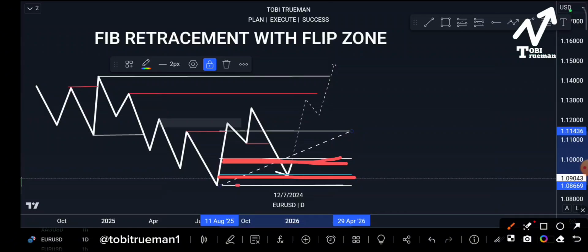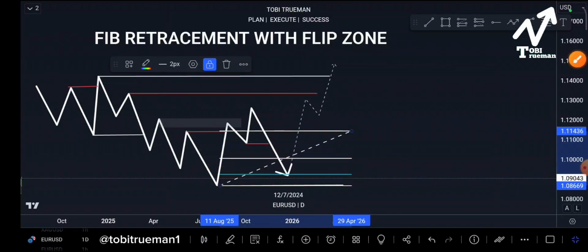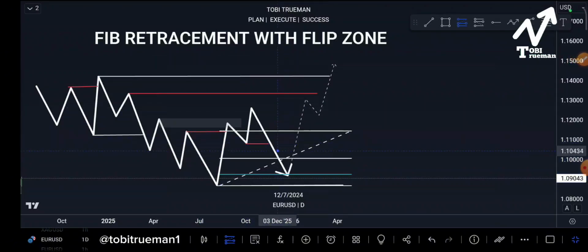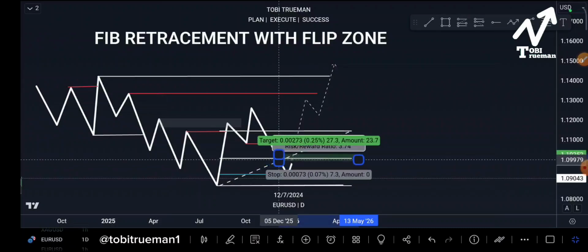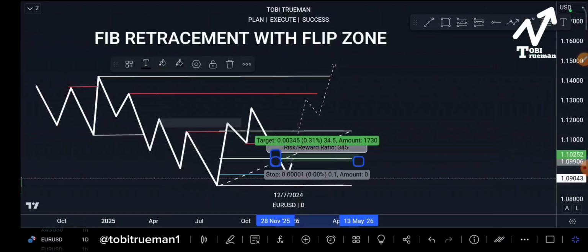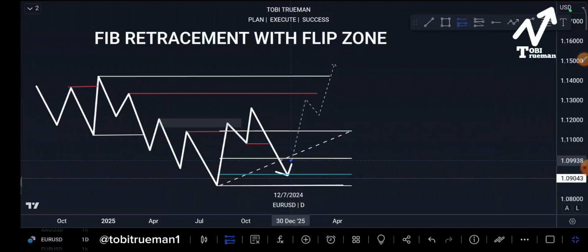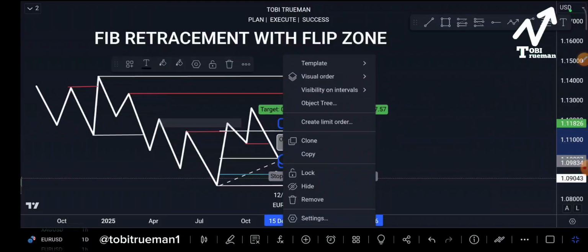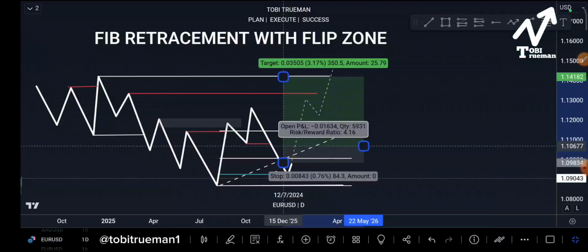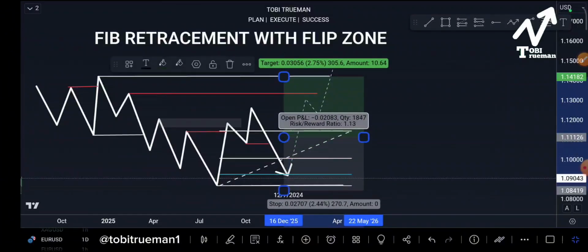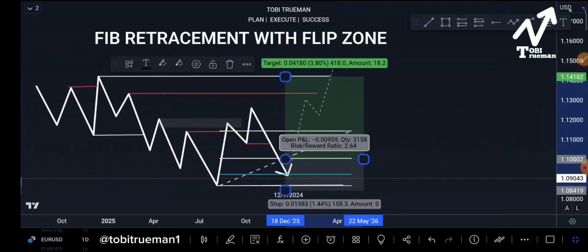We can use that 79% point, but I will recommend to use mostly the 50% point of entry. So when we want to enter this trade, we are going to take our buy tool and set our buy limit on that level there, at that 50%. You see what I'm saying?